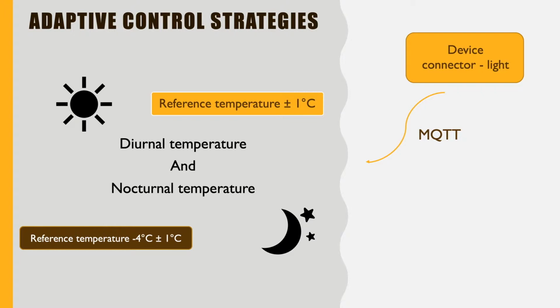The temperature margins are expanded according to a reasonable tolerance of ±1 degree, and the target temperature is adjusted depending on the illumination condition. If the animal is experiencing nighttime, the temperature is lowered by 4 degrees, respecting the animal's needs. The illumination conditions are retrieved through MQTT.